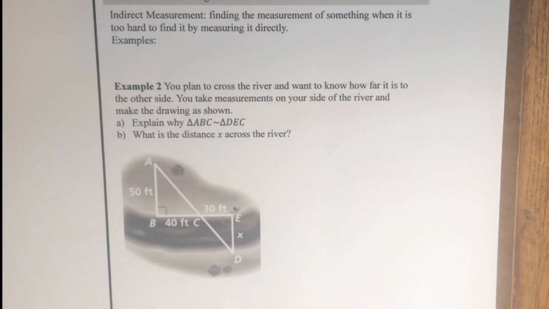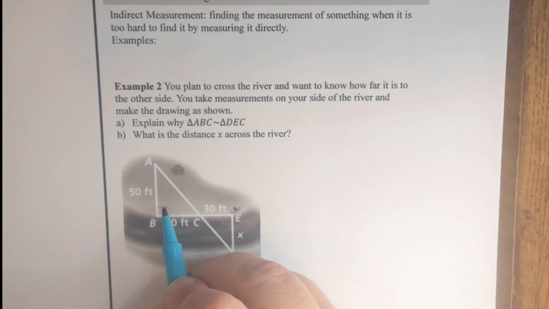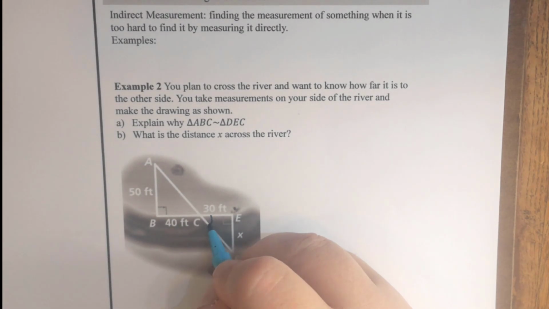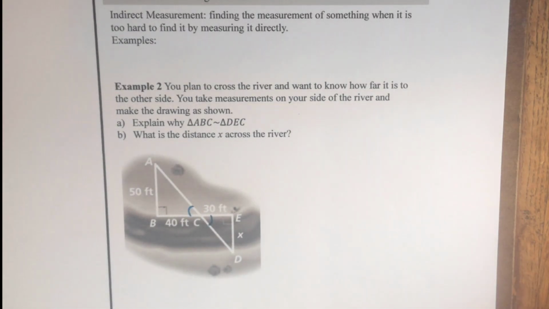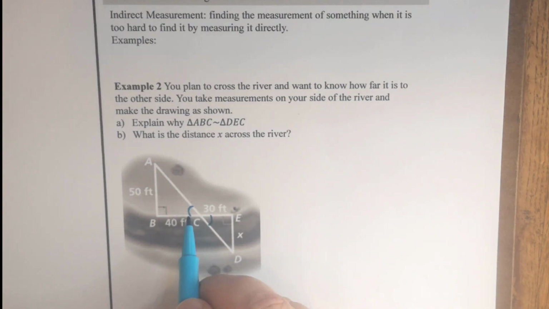We need to know what pieces correspond. So here's my 90. I know from vertical angles, these two angles are congruent, which means from the congruent angle to the 90, those are corresponding pieces.